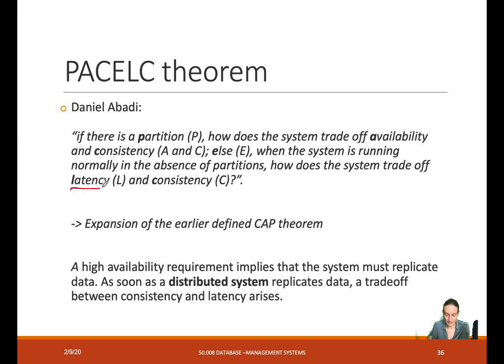Okay. So a highly available requirement implies that the system must replicate data. Right? So replicate data means we're storing duplicates of the data. As soon as we have a distributed system that replicates data, there's always a trade-off between consistency and latency.